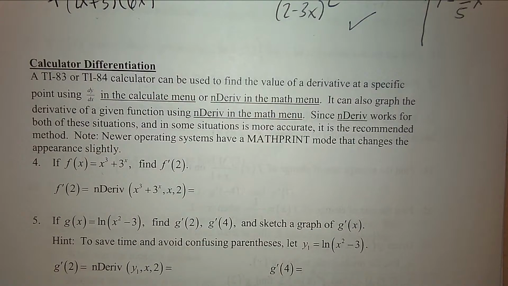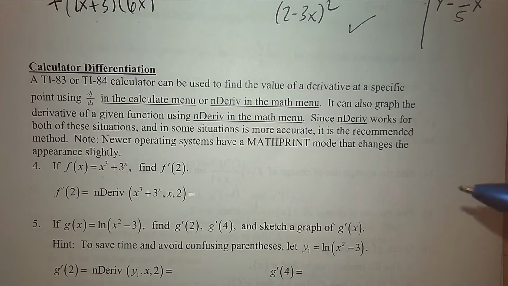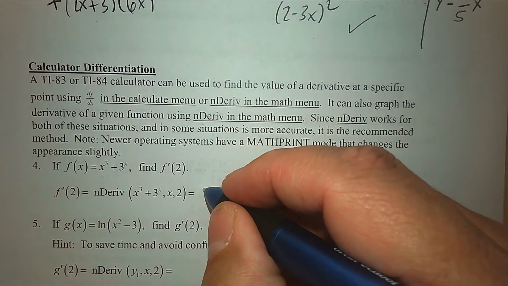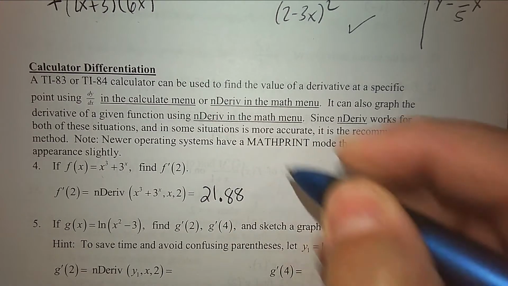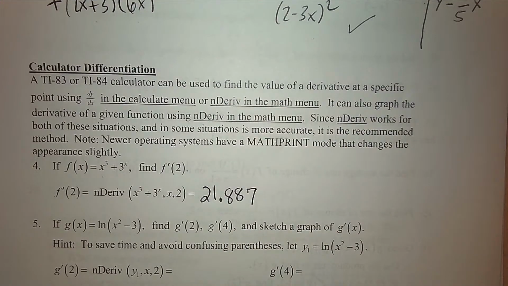Now, in the question it says, what's the derivative at 2 using your calculator? Well, guess what I put in for x instead? And what's the answer? 21. That's it. Write it down. And it's okay to truncate. That means 887, done. That's truncating. It's okay. Okay, can you do number 5?